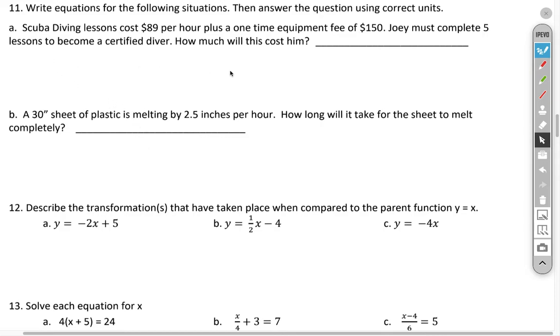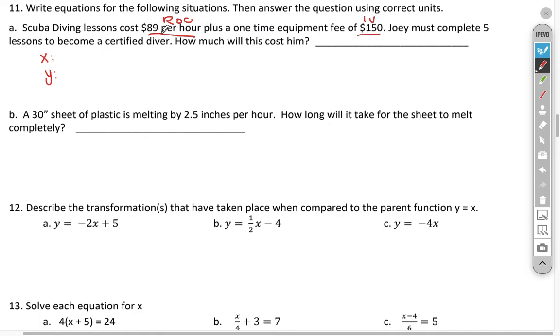So let's first find out what our x and y variables are going to be. So we have x and we have y. So let's read what the question is telling us. So it says $89 per hour. This is our rate of change. And a one-time equipment fee of $150. This is our initial value.